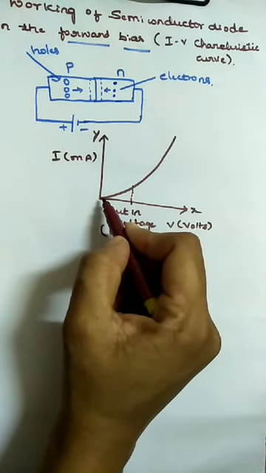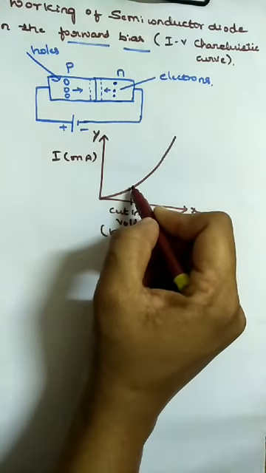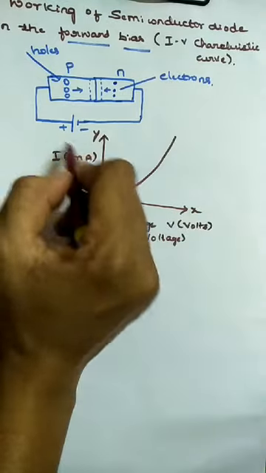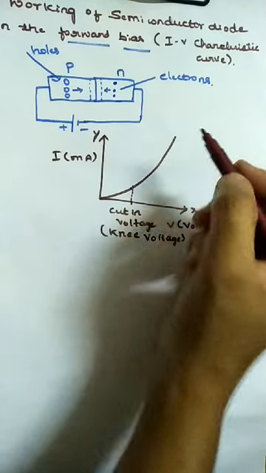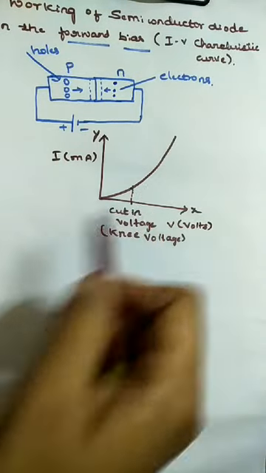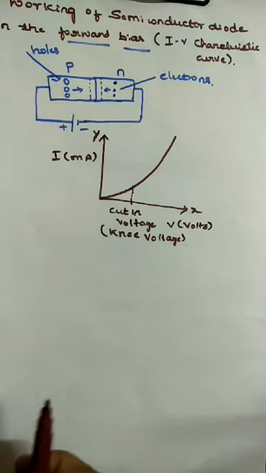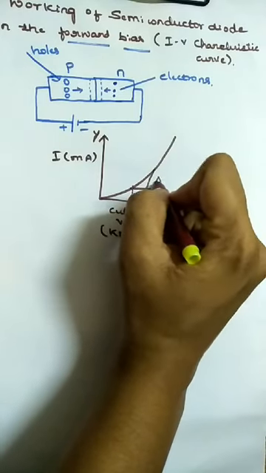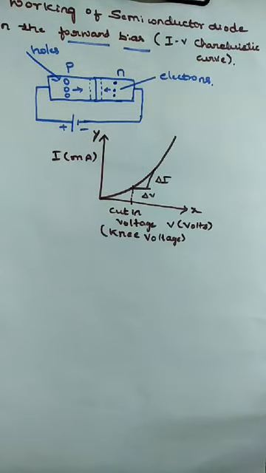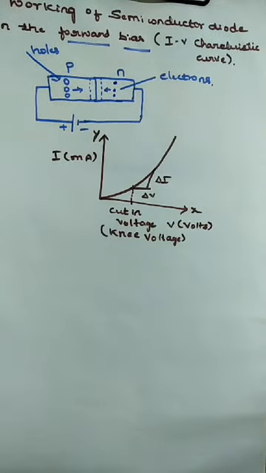Therefore the increase in the current is slow at first. After that, with a small variation in voltage, the current increases sharply. At this point we call it the cut-in voltage or knee voltage. This is the IV characteristic. If we draw the slope here, this is delta I and this is delta V, that is a small change in the current and a small change in the voltage.